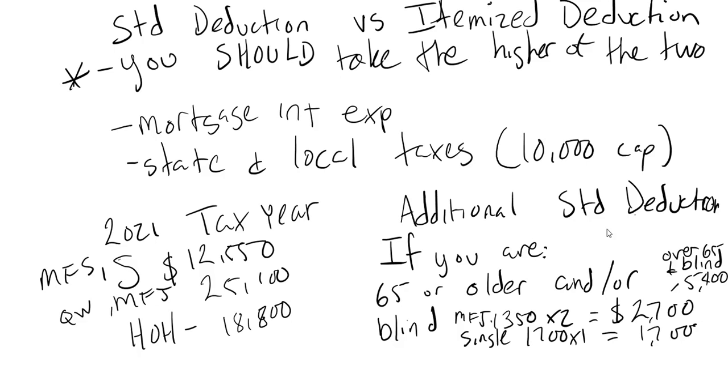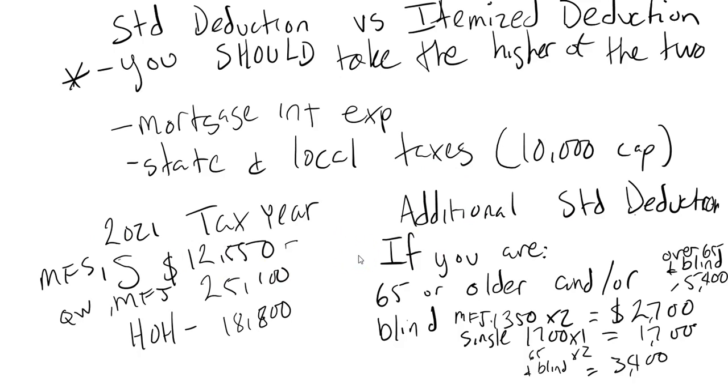If this person is 65 and blind, it would be $1,700 times 2, because 65 and blind would equal two additional standard deductions, $3,400. So that goes right on top of, for this person, $12,550 plus $3,400. That number would be what they would report on their taxes.